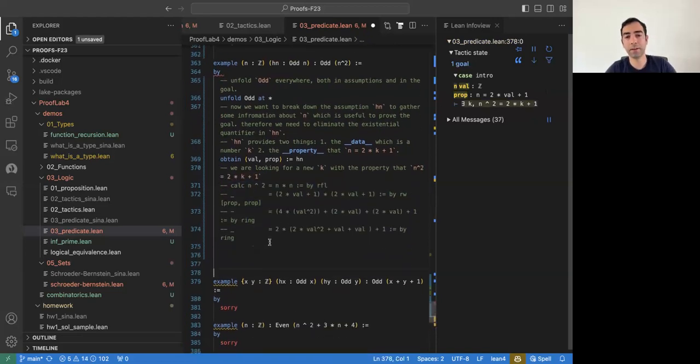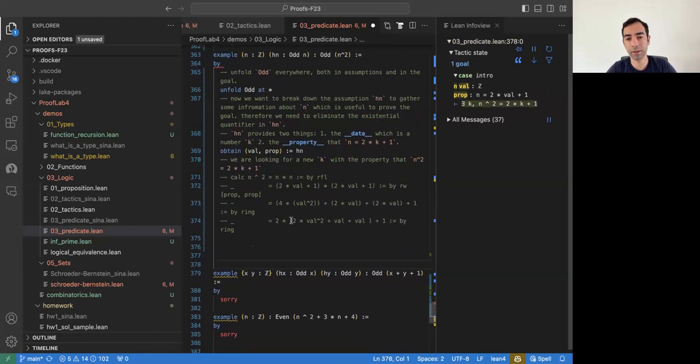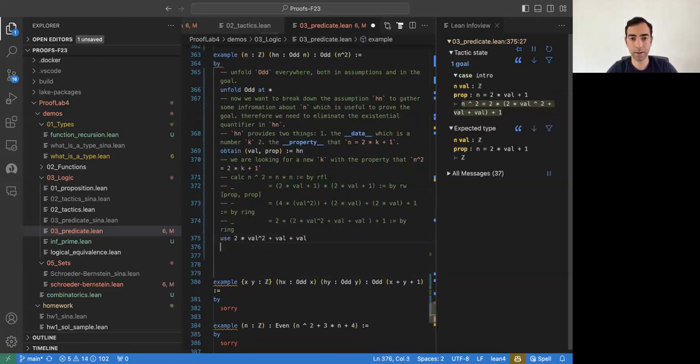So the candidate we wanted to find is essentially this part, right? So we expressed n squared as 2 times something plus 1. And that's the whole point. So we can use that expression. And now you can see that our goal is to prove that, in fact, n squared is that, right?